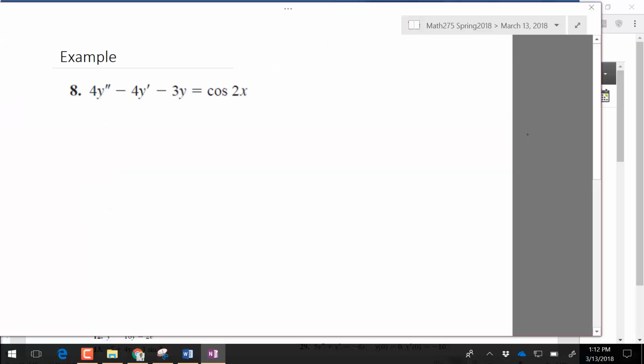So again, we start off with the homogeneous differential equation. So let's ignore the cosine 2x for now and focus on our homogeneous differential equation. So 4y double prime minus 4y prime minus 3y is equal to 0. And then go to our auxiliary equation. Now, if you can factor that, that would be great.